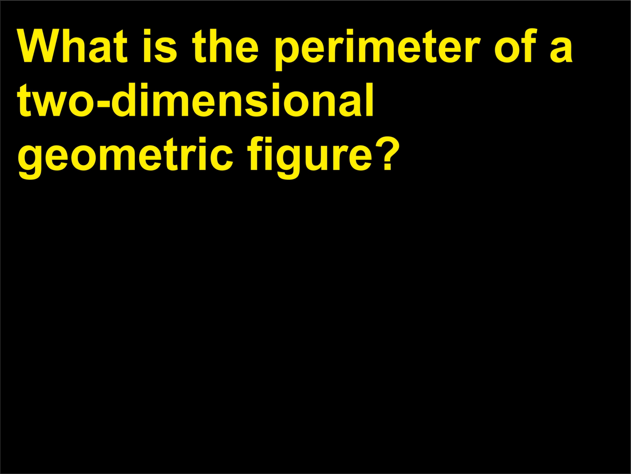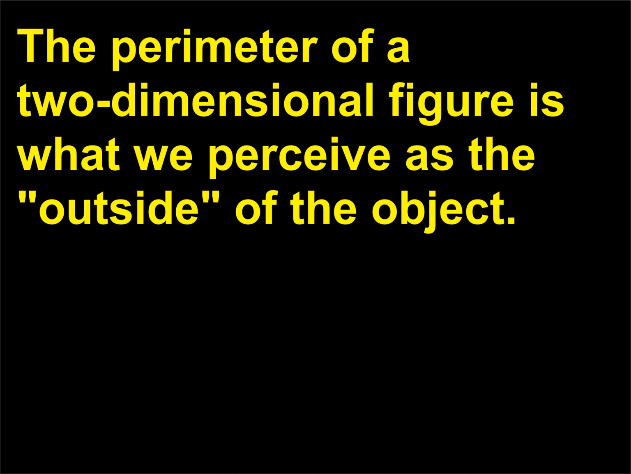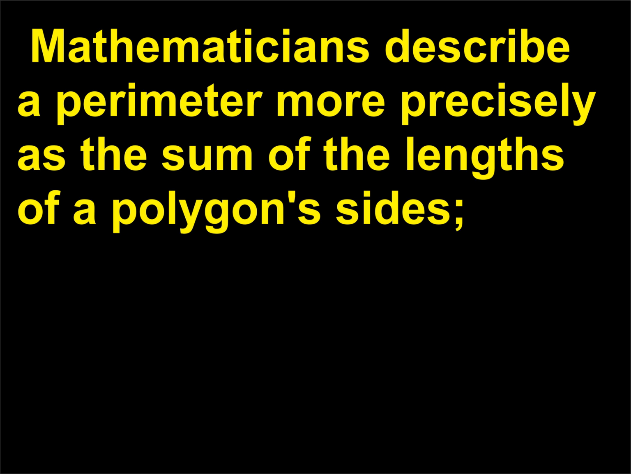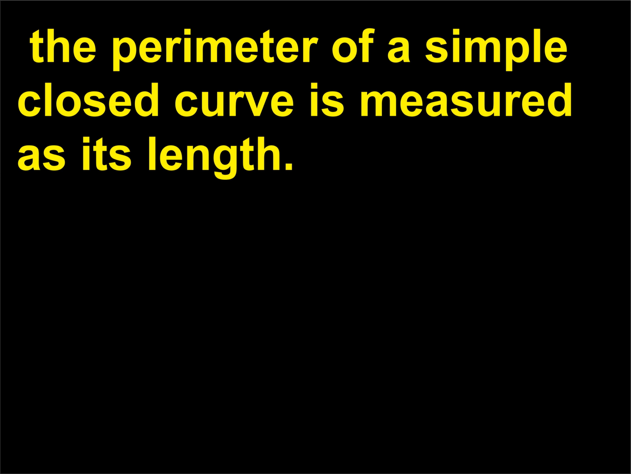What is the perimeter of a two-dimensional geometric figure? The perimeter of a two-dimensional figure is what we perceive as the outside of the object. Mathematicians describe a perimeter more precisely as the sum of the lengths of a polygon's sides. The perimeter of a simple closed curve is measured as its length.